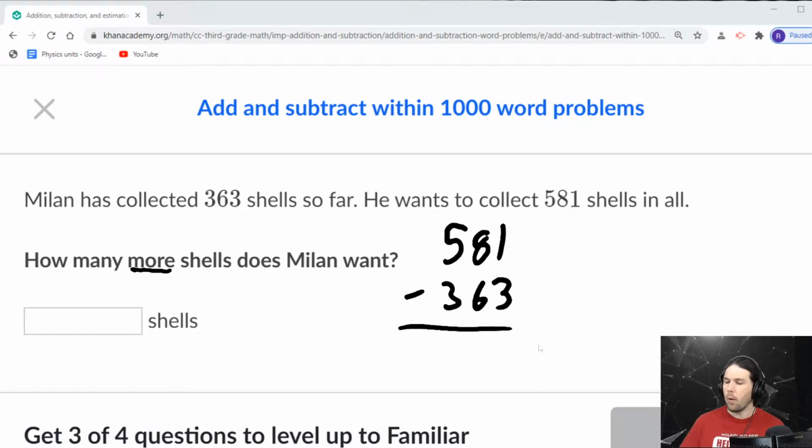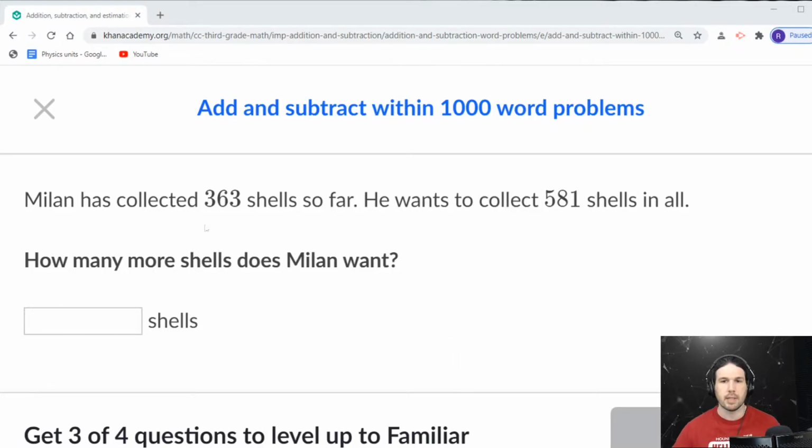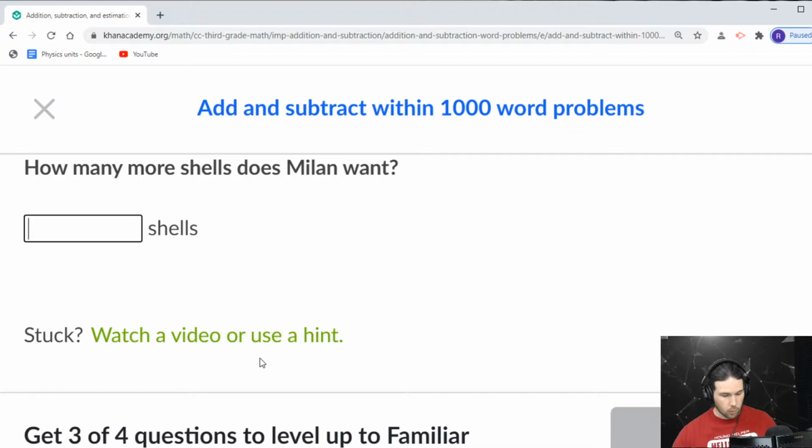Let's see. What weird way do I want to do this? Let's just look at 81 minus 63 first, because I know that 500 minus 300 is 200, yeah? So 81 minus 63, well, I know that 63 plus 8 is 71, so I believe it turns into 18. Yeah? 63 plus 8 is 71, plus another 10 is 81. I think the answer is 218. Sorry if the dotted line that I put down the middle there was confusing. I believe that Milan wants 218 more shells.